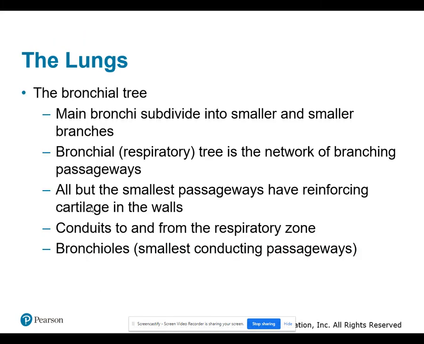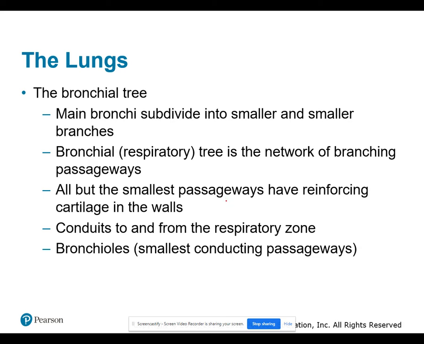So from there, your lungs actually have something in them called a bronchial tree. Those two main bronchi that come into the lungs actually divide into smaller and smaller branches and form what's called a bronchial respiratory tree, which is just a network of branching passageways. All of those branches or passageways are usually reinforced with cartilage because we don't want them to collapse on each other, except for the very smallest passageways. These are the only ones that are not reinforced.